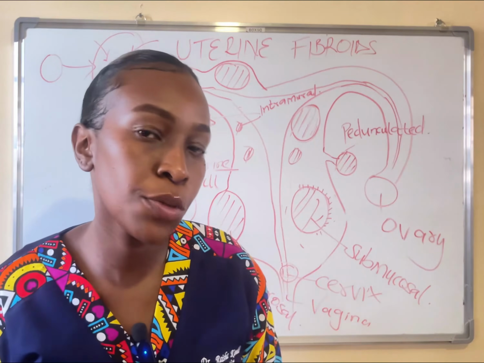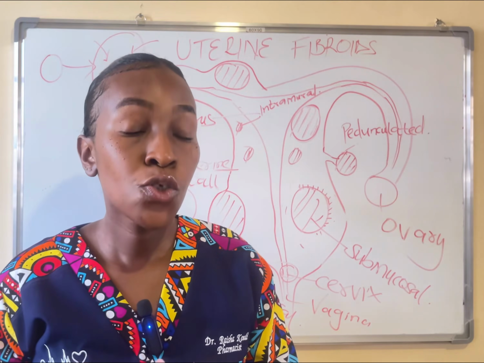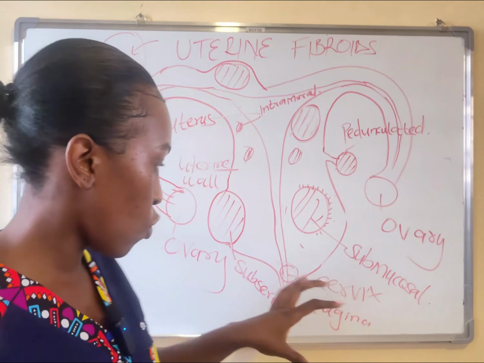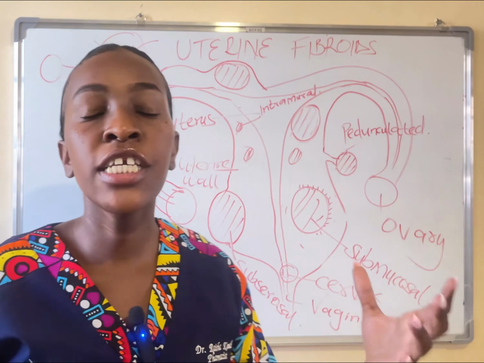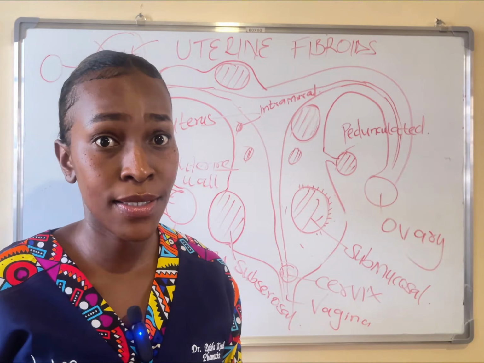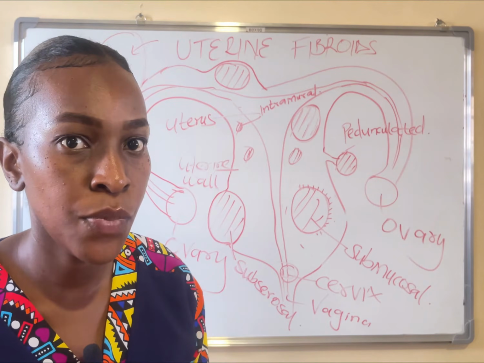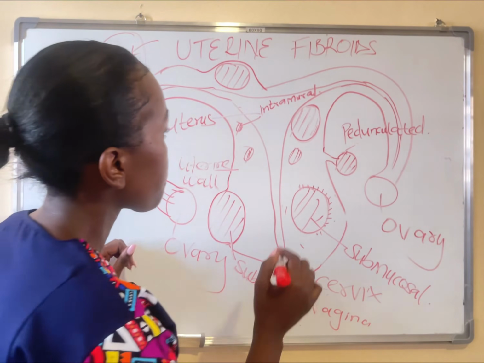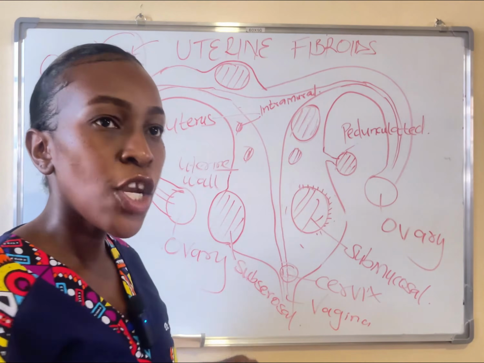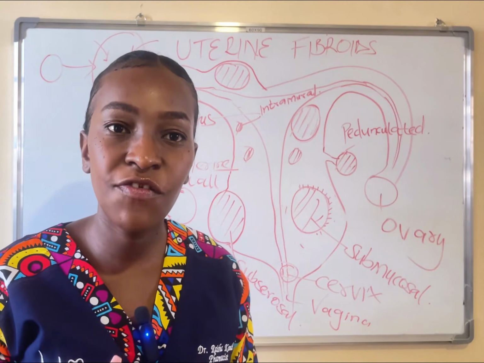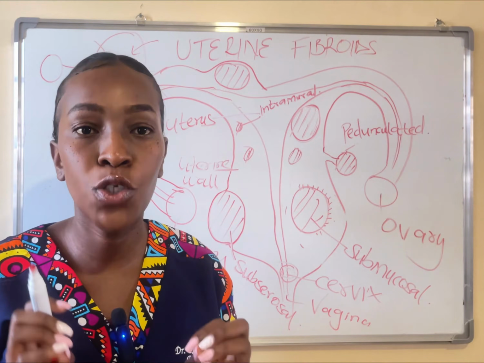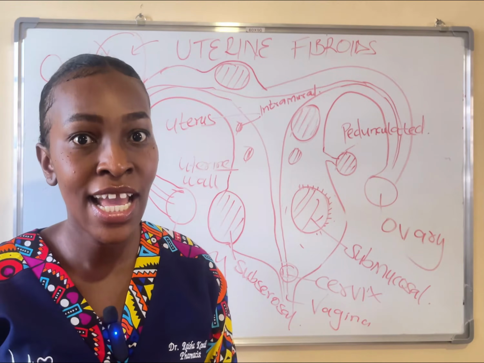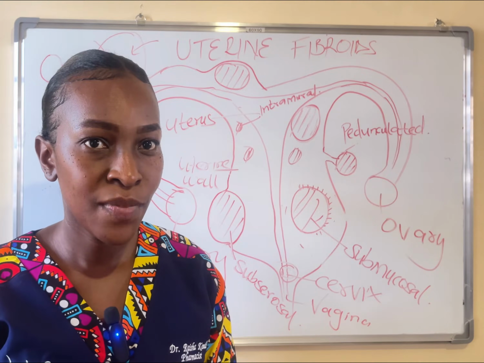You cannot push the baby out. And so we say that when a woman has a cervical myoma like this, mostly they have to do CS. That is the cesarean section. Another thing is postpartum hemorrhage. Now, after this woman has given birth, they could have what we call postpartum hemorrhage. That is bleeding after giving birth.